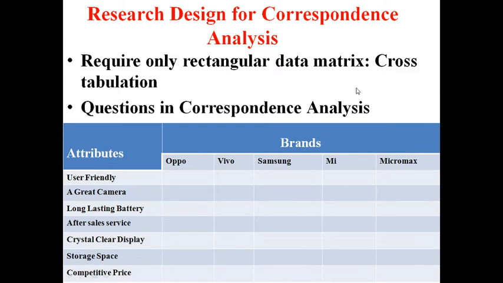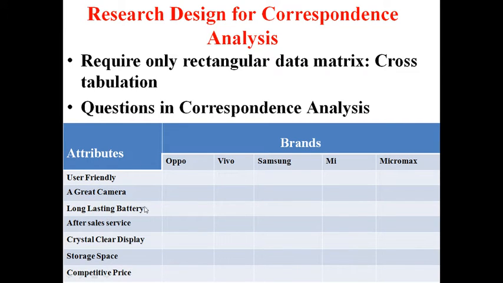Now the research design for correspondence analysis, how our data should look. We require only a rectangular data matrix, that is the cross tabulation. You can see here in the vertical column, these are our attributes. In the horizontal, these are our brand names, that is Oppo, Vivo, Samsung, MI and Micromax. These are our different smartphone brands and these are our attributes of smartphones.